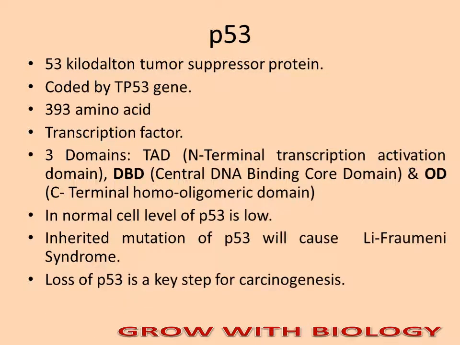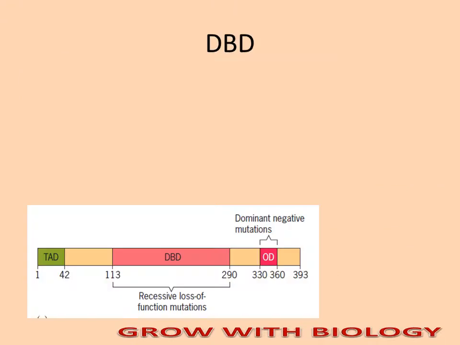And the loss of the P53 gene, the loss of activity of P53, is a key step for carcinogenesis. It means it will lead to cancer. Because this tumor suppressor gene is inactive, there is no suppression of tumors. Means it will not inhibit the formation of tumor. So the tumor formation will increase, and thus it is the key step for carcinogenesis.